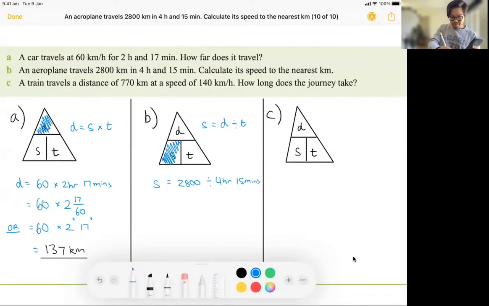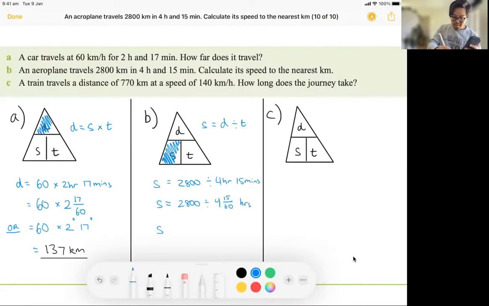All right, now again, calculator is a little bit weird with time. So I'm going to put it in my calculator as 2,800 divided by 4 hours, so 4 full hours, and a fraction of 15 out of 60. Right, so it's a full 4 hours and 15 minutes out of the full hour, because I'm talking about hours. Right, so that's what that is.